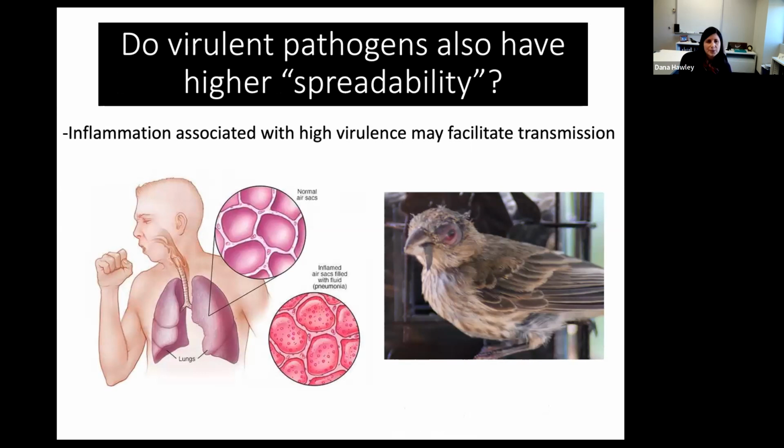And this is probably not something that's specific to the House Finch system. It's probably something that happens in a lot of systems where symptoms are correlated with transmission. There's been a lot of talk about that with respect to SARS-CoV-2 as well: we need to really understand what the relationship between transmission and symptoms is in order to make predictions about where SARS-CoV-2 is going in terms of its virulence.